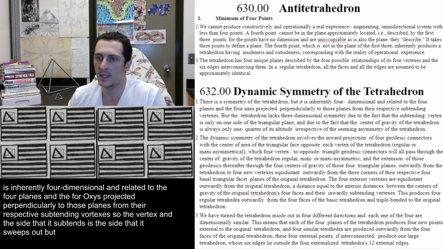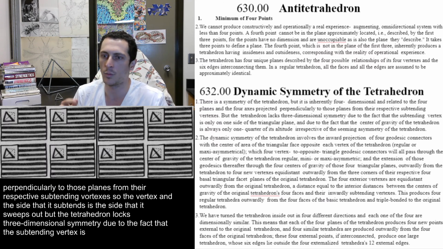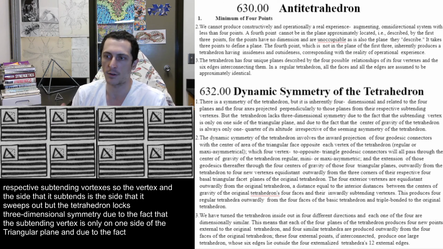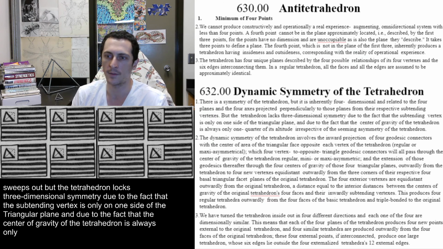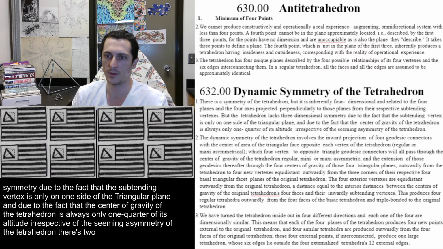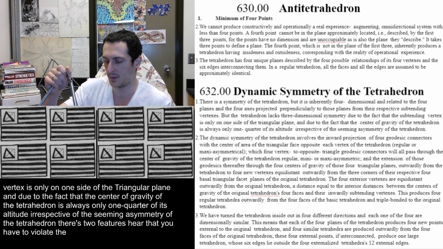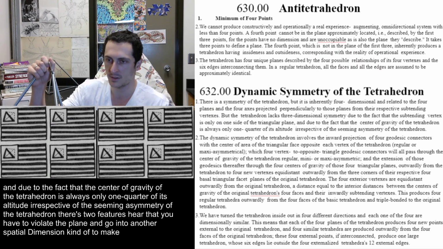But the tetrahedron lacks 3-dimensional symmetry due to the fact that the subtending vertex is only on one side of the triangular plane, and due to the fact that the center of gravity of the tetrahedron is always only 1/4 of its altitude, irrespective of the seeming asymmetry of the tetrahedron. So there's 2 features here, that you have to violate the plane and go into another spatial dimension, kind of, to make the 4 events.